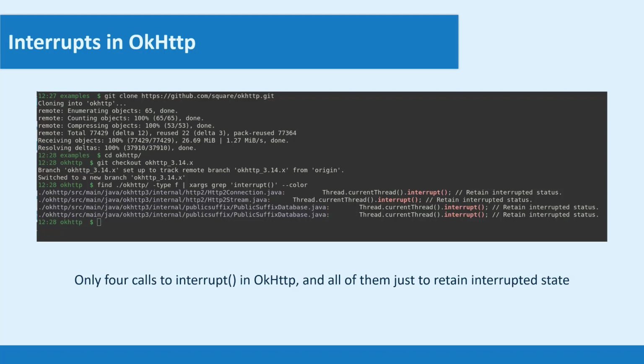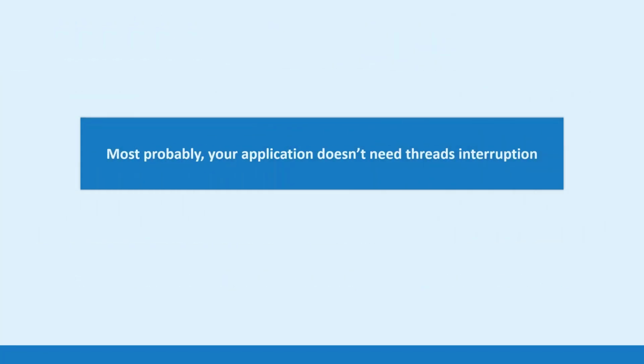The reason I show you this example is to show you that if OkHttp, which is basically the most widespread and highly concurrent library for Android development, doesn't use thread interrupts almost at all, then chances are that your application doesn't need thread interruption either. So you can write highly concurrent, high quality code without ever using thread interruption. And that's exactly what I recommend you to do. So whenever you want to cancel some asynchronous task inside your application, favor externally set flag over thread interruption.